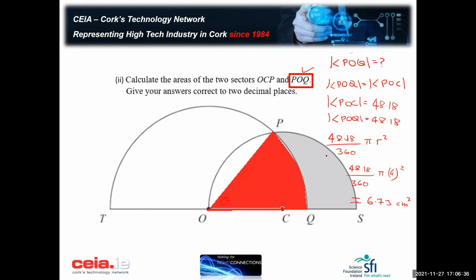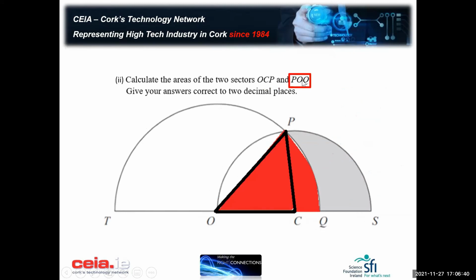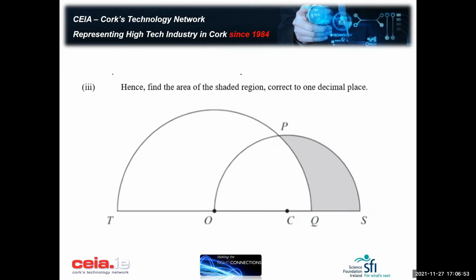Okay, so the next part is, probably should have done my workings in this particular screen, but it's not a problem. I went back to the previous diagram of the triangle anyway. So hence find the area of the shaded region correct to 1 decimal place. Okay, so the area of the shaded region.